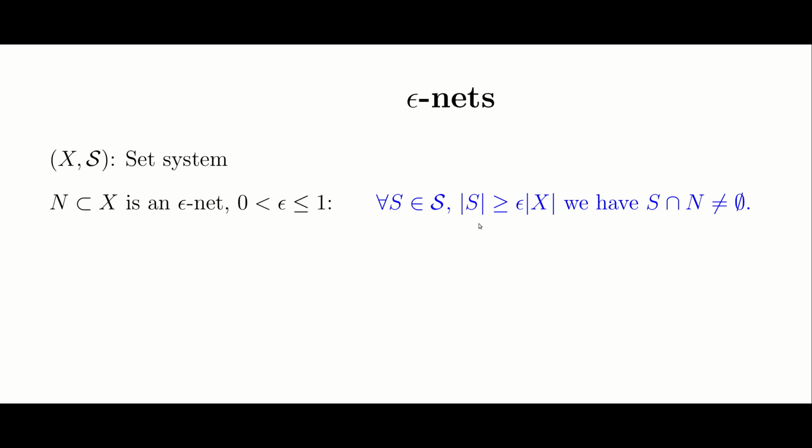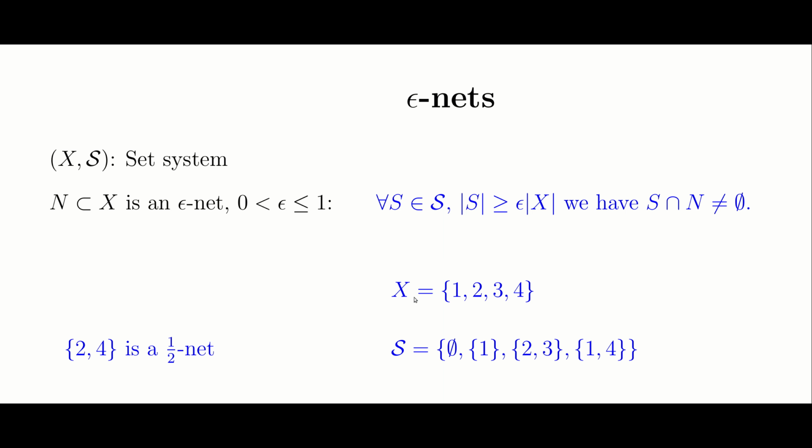It basically means that if we have a large subset, such as S, then S must include some element from the epsilon-net. In other words, the epsilon-net hits or includes an element from all the subsets of X that have more than epsilon fraction of elements in them.